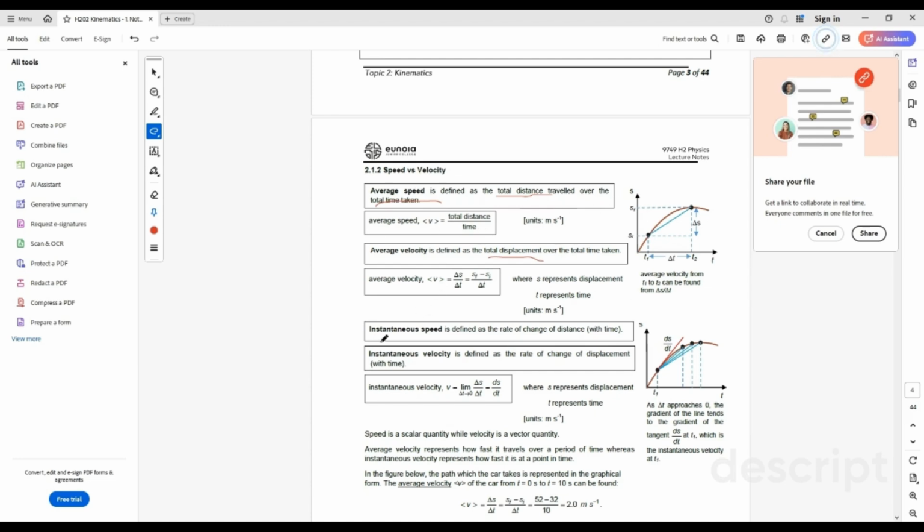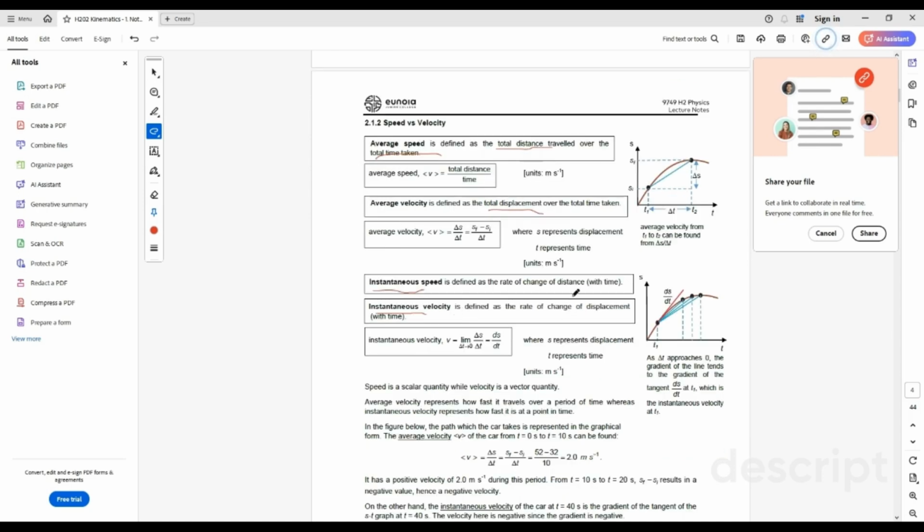Instantaneous in this case means the rate of change of distance at that particular point in time. So imagine we have a graph like this of distance over time. To find the instantaneous speed, we just need to find the gradient at that point in the graph, and we don't account for other points in the graph. So at just that point in the graph, we need to find the gradient.